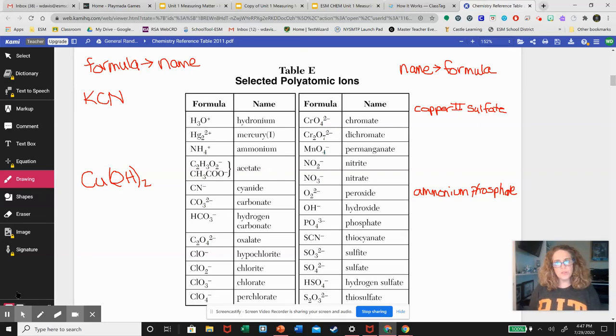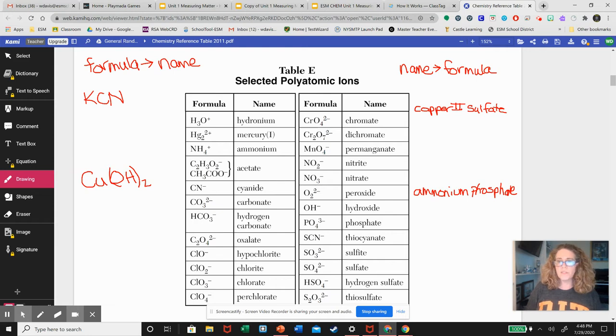Hi, okay, so welcome to our reference table E, a quick 5-minute video on how you're going to use reference table E. Mostly you're going to use reference table E when you're writing formulas or naming formulas. So going from the formula to the name, like we have over here on the left-hand side, and over here on the right-hand side where we go from the name to the formula.